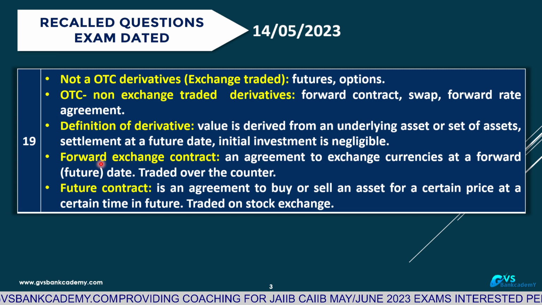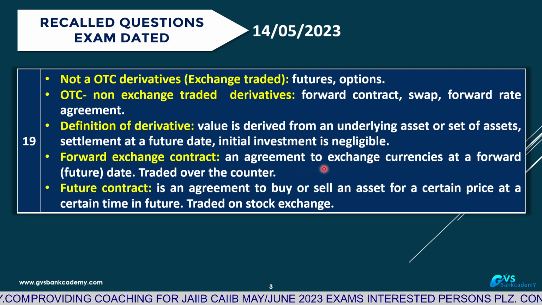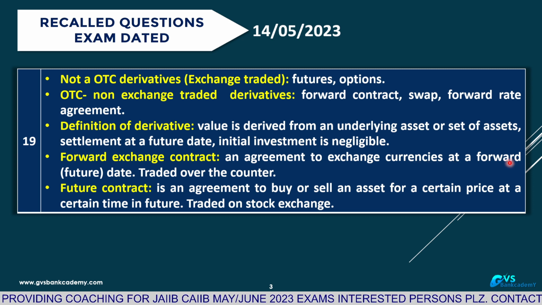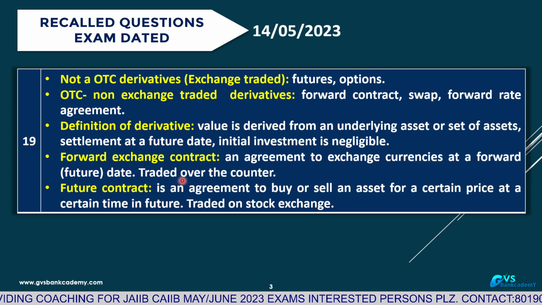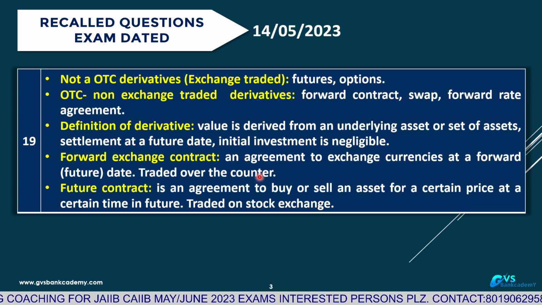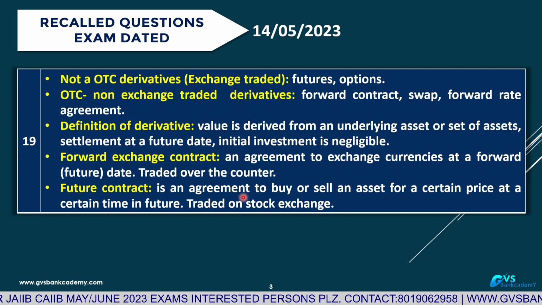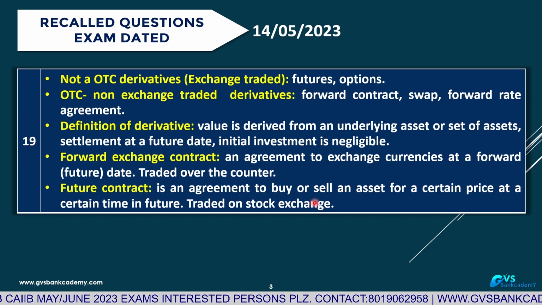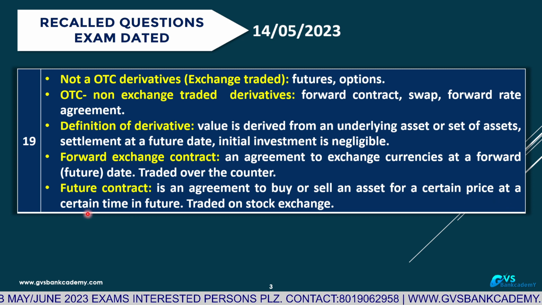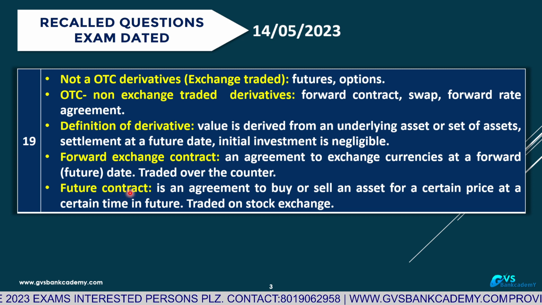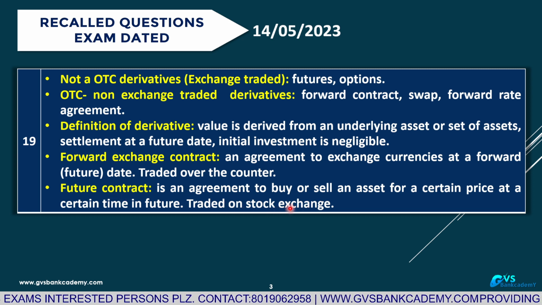Then these two questions are also asked. Forward exchange contract, or forward contract, is an agreement between two eligible parties to exchange currencies at a future date at a forward rate, traded over the counter and not exchange traded. A futures contract is also an agreement to buy or sell an asset for a certain price at a certain future date. This is also a forward contract, but traded on stock exchanges.